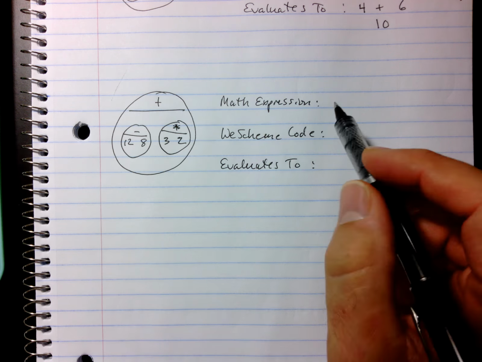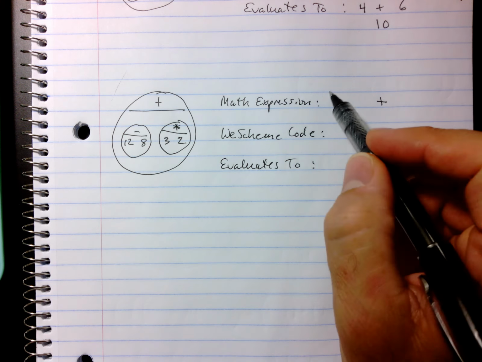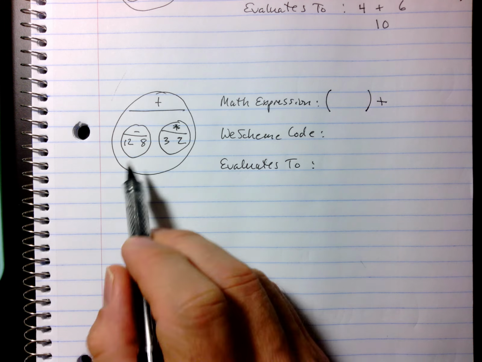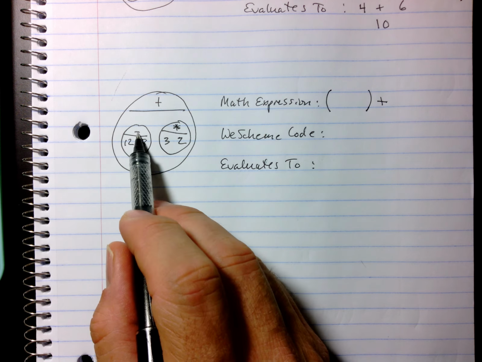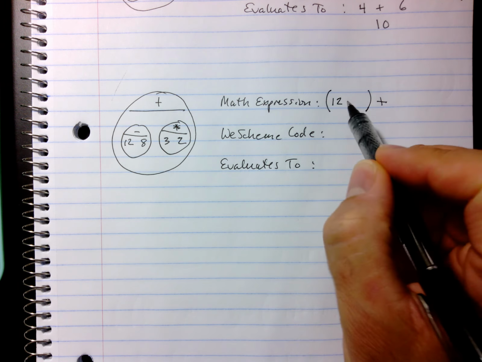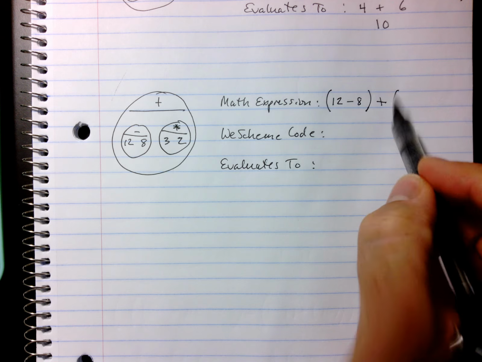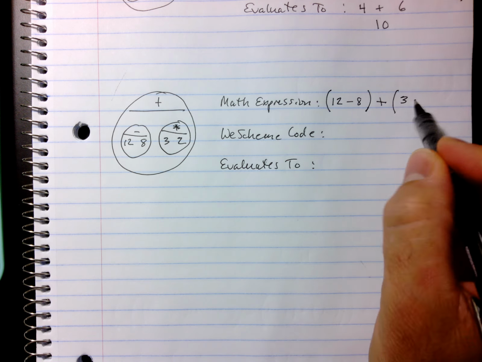So over here on the math expression, I'm going to put that plus sign there for this plus sign. And I know I'm going to be doing something in here with parentheses because of this circle of evaluation. This guy here says I'm subtracting 12 subtract 8. So I'm going to put my 12 subtract 8. And the other guy is 3, and we've got a multiplication there, 3 times 2.